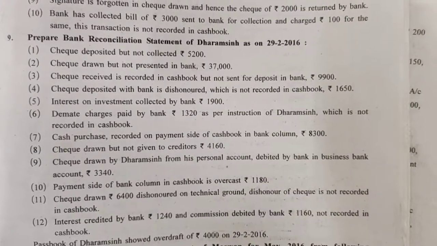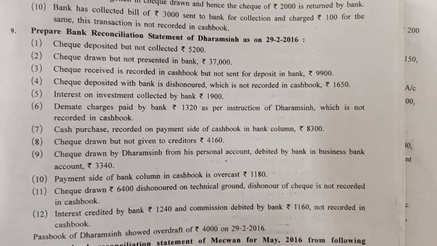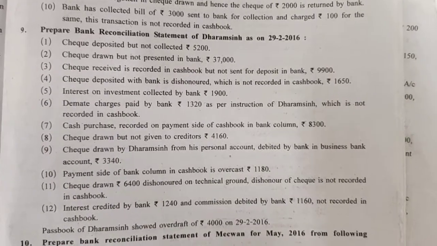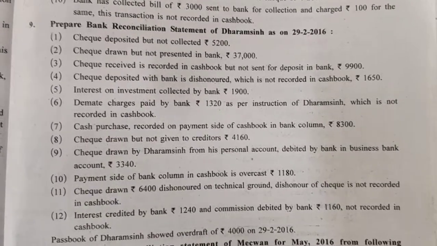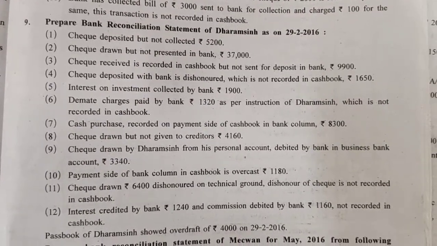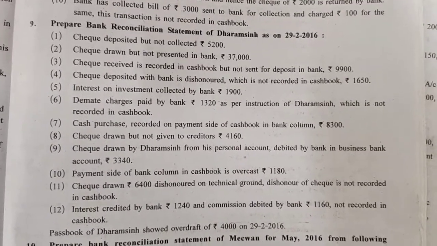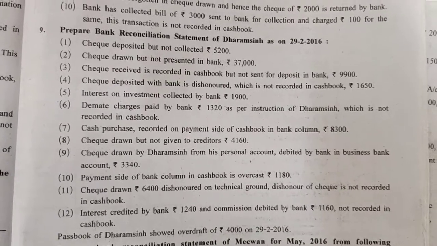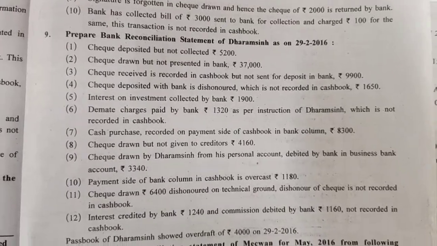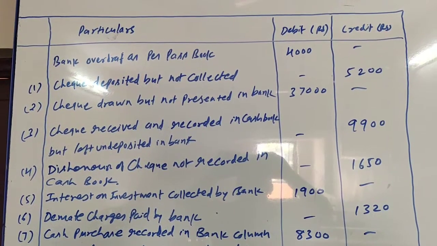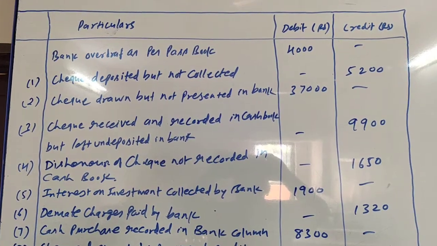Next one, check deposited with bank is dishonored, which is not recorded in cash book, 1650. Friends, check which was deposited with bank, so before depositing in bank we must have debited in our cash book. Now it has not been credited in passbook because the check is dishonored, right? So we have debited in cash book but it is not credited in passbook, so we will be crediting this in our bank reconciliation statement. So here it is. Fourth one, dishonor of check not recorded in cash book, rupees 1650.